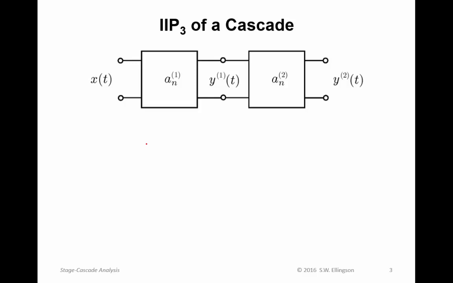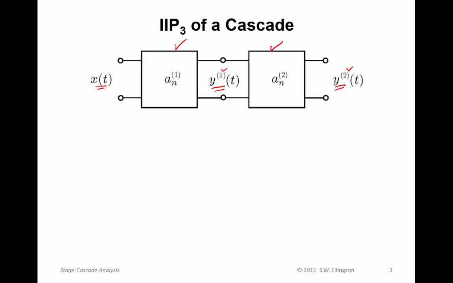So first, the input third order intercept point of a cascade of two ports. So here I have two ports. Here's the first one. Here's the second one. The input to the first two port, I'll give the name x of t. The output of the first two port is y of t, and we'll use the subscript 1 to indicate it's the output of that first two port. And the output of the second two port, we'll give the name y of t with a superscript 2 to indicate it's the output of the second two port.